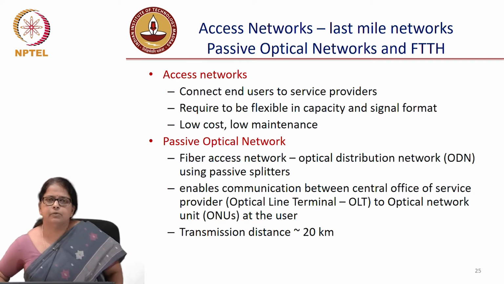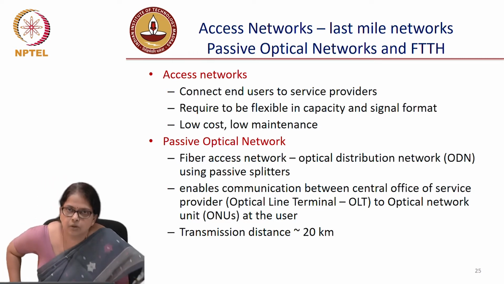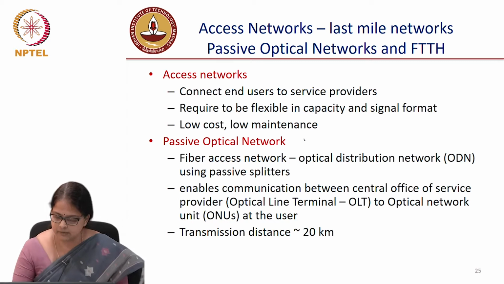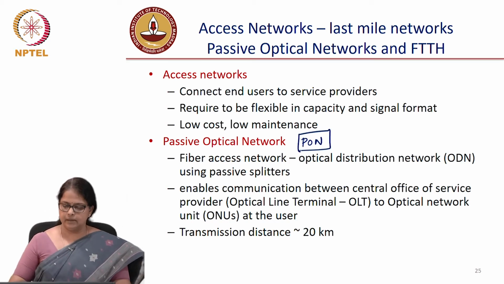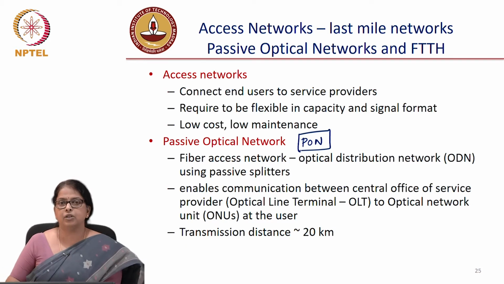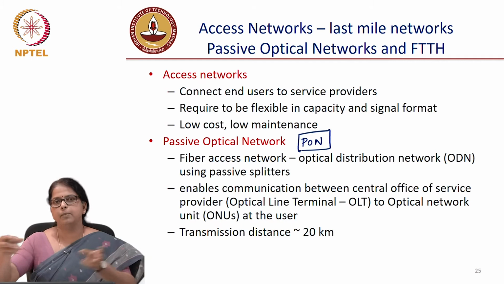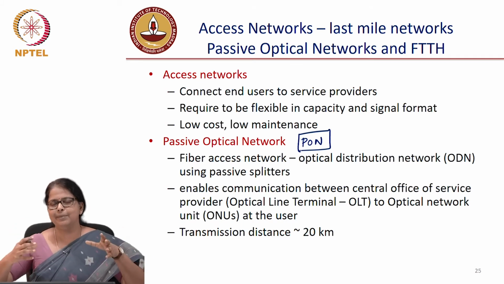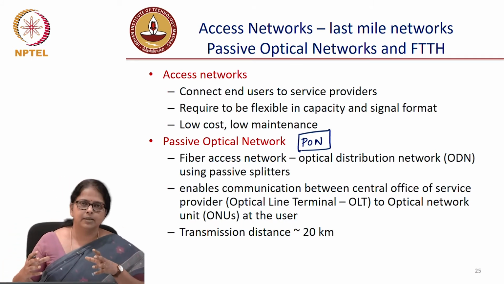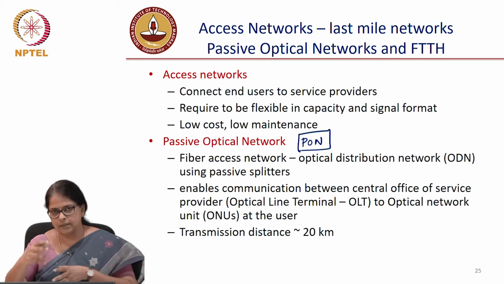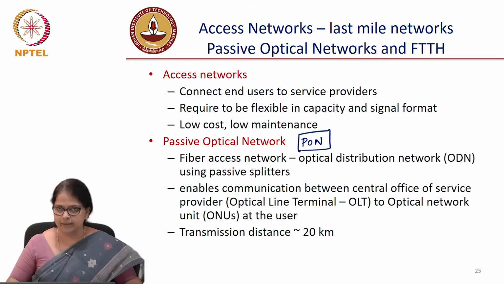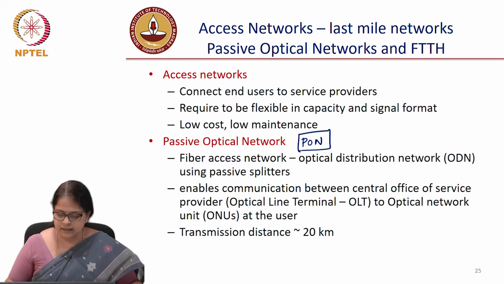So passive. What is a passive optical network? It's also called a PON network. So it is a fiber access network. It does basically optical distribution. It just distributes the optical signal. So you know that the key element there is actually a star coupler or a passive optical splitter.